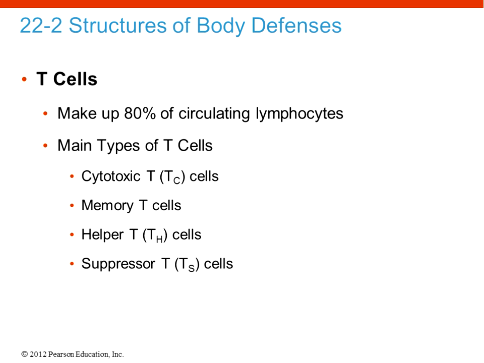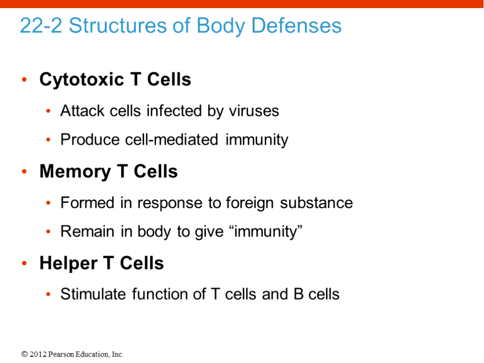So T cells, the thymic educated or thymus-dependent cells, make up 80%, right? The vast majority of circulating lymphocytes, and there's actually a lot of different types of T cells. We have cytotoxic, memory, helper, and suppressor T cells. Okay? Cytotoxic T cells produce what's called cell-mediated immunity, which I was talking about previously, and they directly attack cells infected by viruses. Memory T cells are formed in response to some sort of pathogen, but they remain in our body to give us immunity, right?